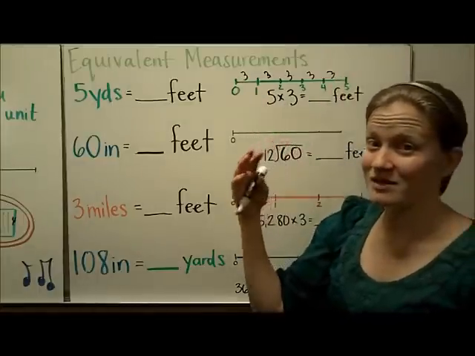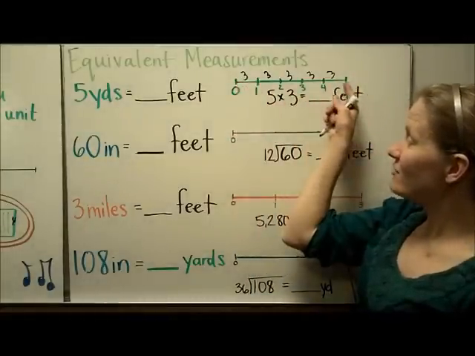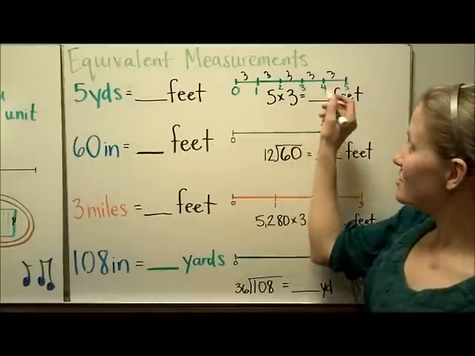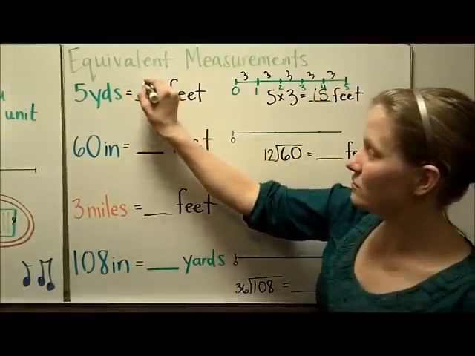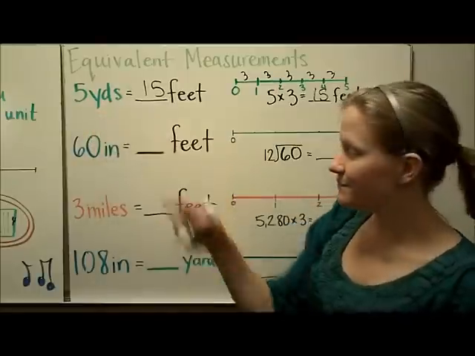And then it's easy for me to see that I need to multiply. Those 5 yards times 3 feet in each is going to give me 15 feet is equal to 5 yards.